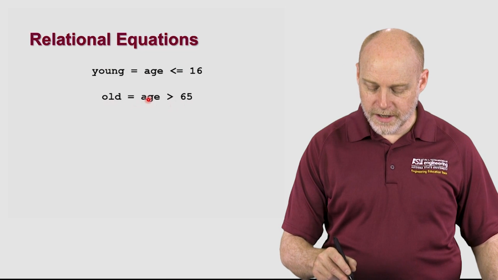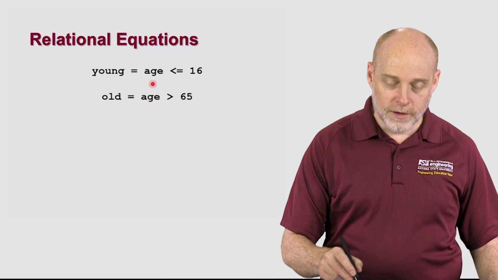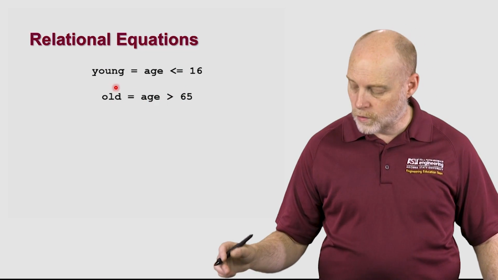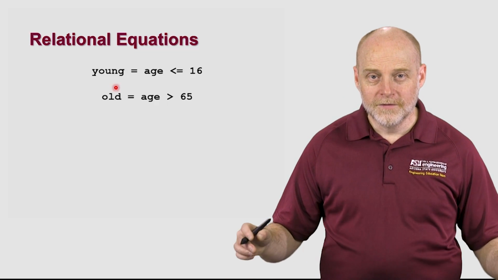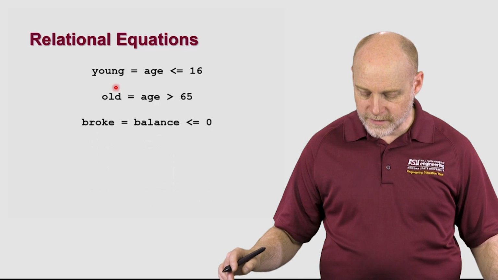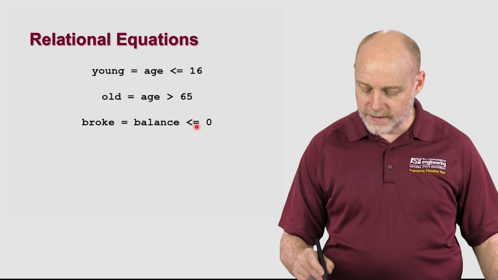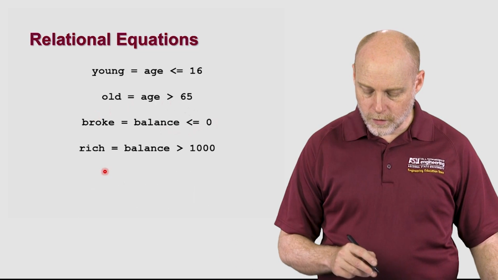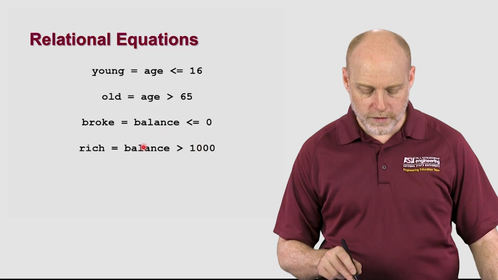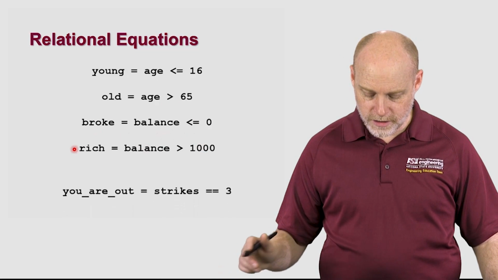Here's another expression, age greater than 65, and we're assigning the result of that to old. And so this is a way for us to generate true or false values based on some expression. Balance is less than or equal to 0, storing the result in a variable called broke, or balance greater than 1,000, storing the result in a variable called rich.